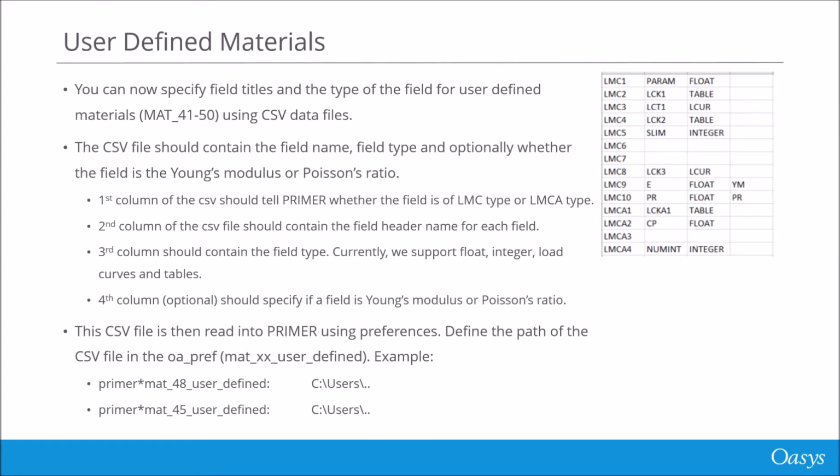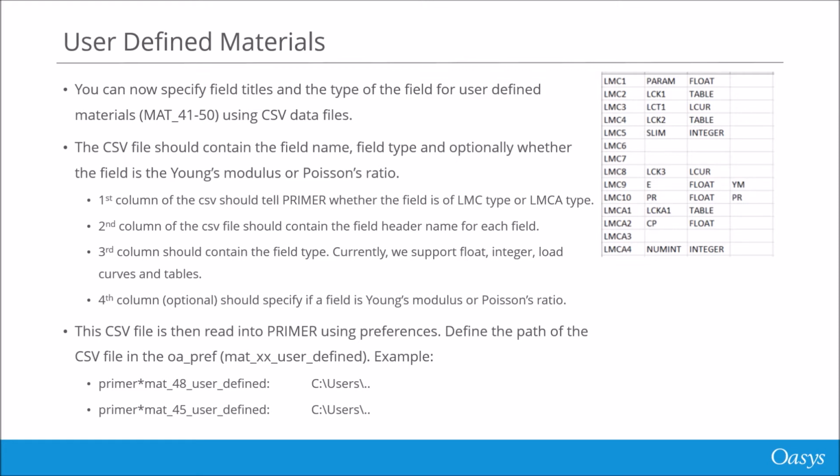These CSV files are then read into Primer using preferences. Because there are 10 material cards, 41 to 50, you can specify a different CSV file for each of those materials because you might be using a different material subroutine for each of those materials. Down the bottom here, you can see some examples. So Primer star map 48 user defined points towards a particular CSV file, and then 45 can point towards a particular CSV file, and so on.